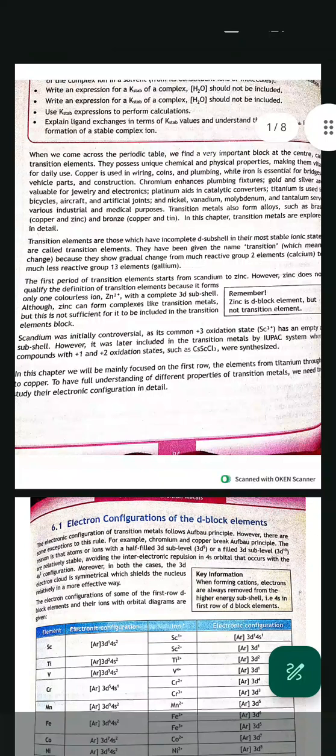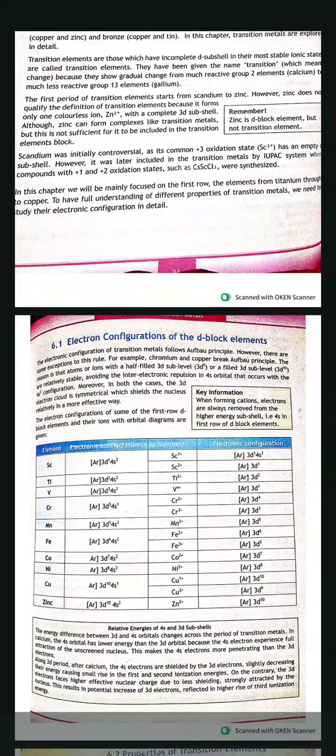Zinc is a D block element but not a transition element. When we see the definition, transition elements are those which have an incomplete D subshell, and zinc in its Zn2+ state has a complete 3d subshell. So it doesn't come in the category of transition elements.